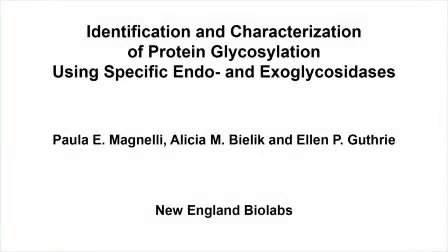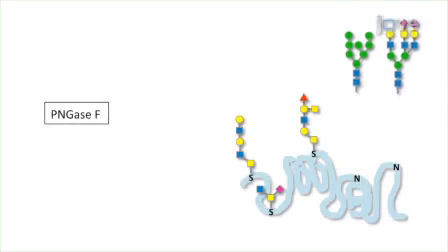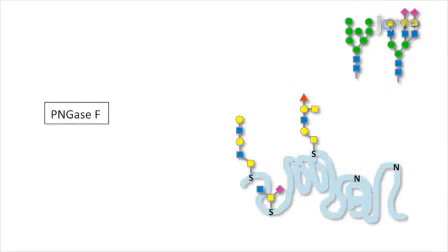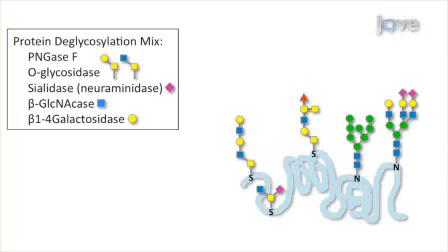The overall goal of the following experiment is to illustrate the use of glycosidases for the enzymatic deglycosylation and analysis of N and O-linked glycosylation on a model glycoprotein. This is achieved by treating a glycoprotein with PNGase F or with the protein deglycosylation mix.